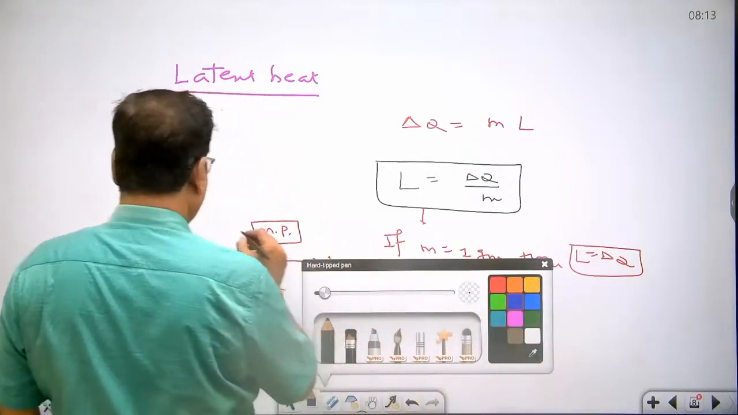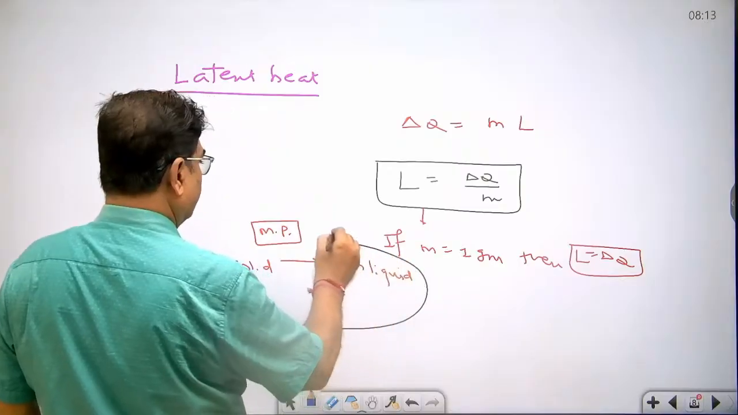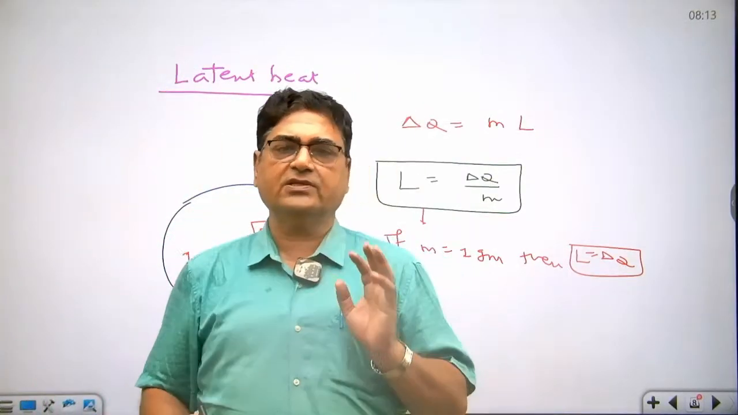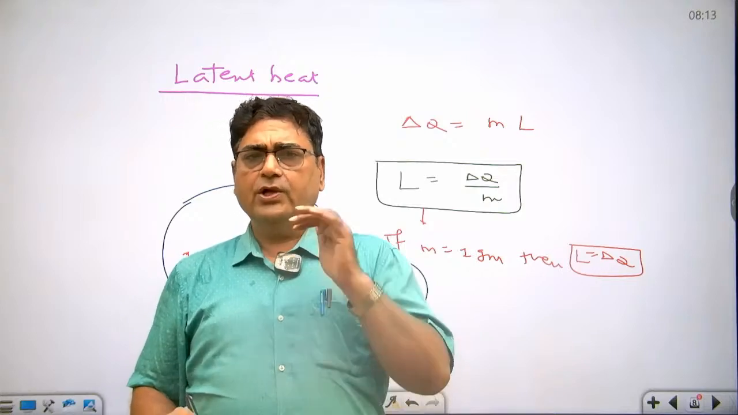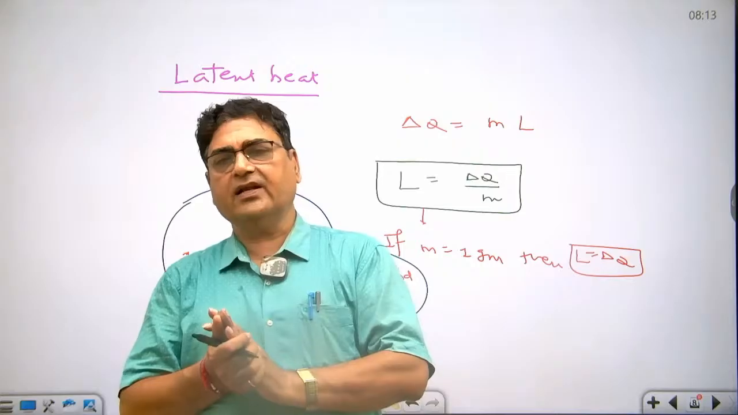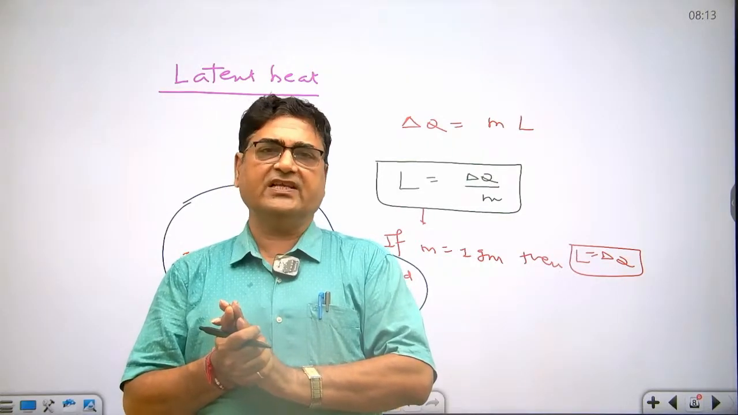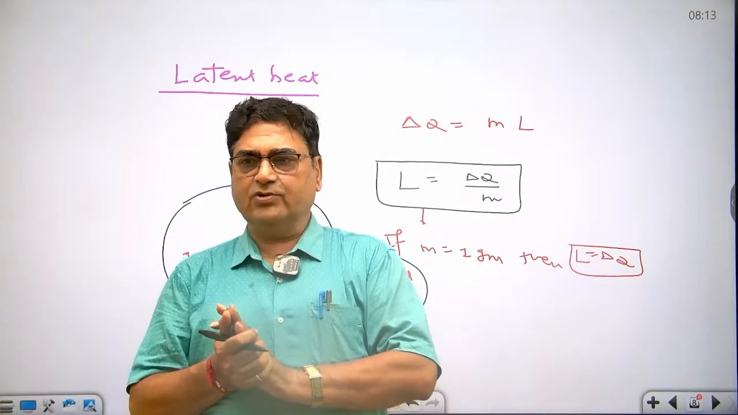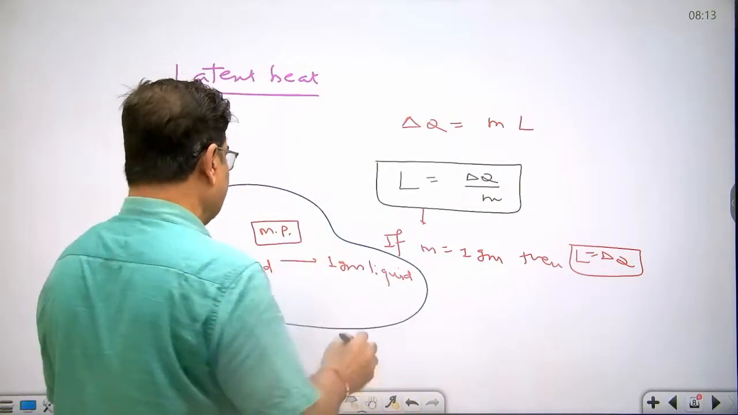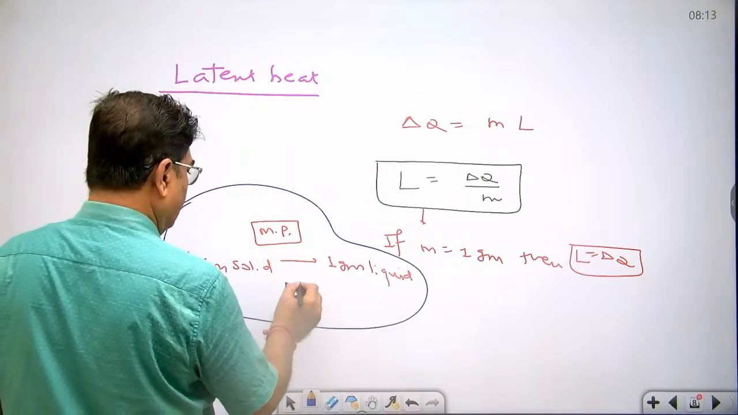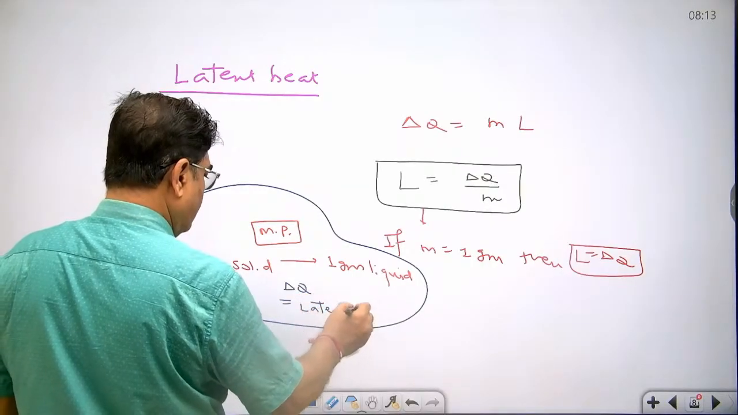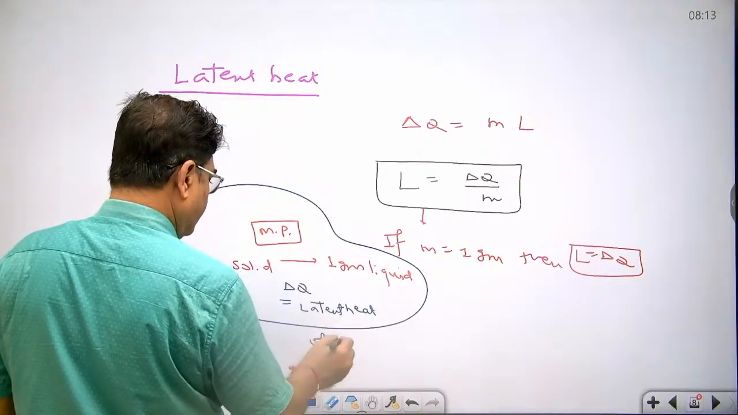Remember, during state change, the temperature of the substance does not change. During state change, whatever heat you supply is utilized in changing the intermolecular separation. And what is latent heat? Whatever heat you supply during this change is called latent heat of fusion.